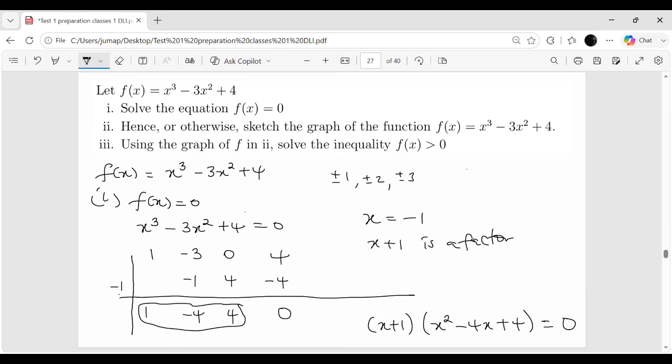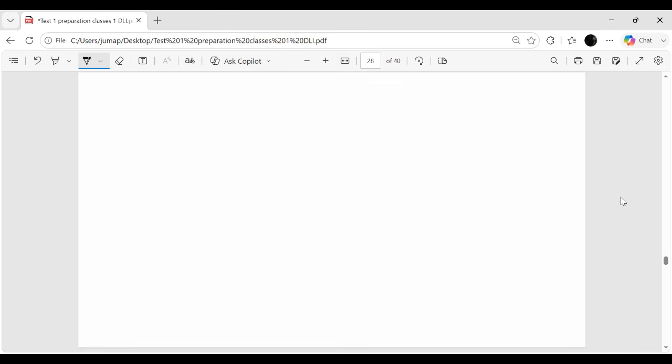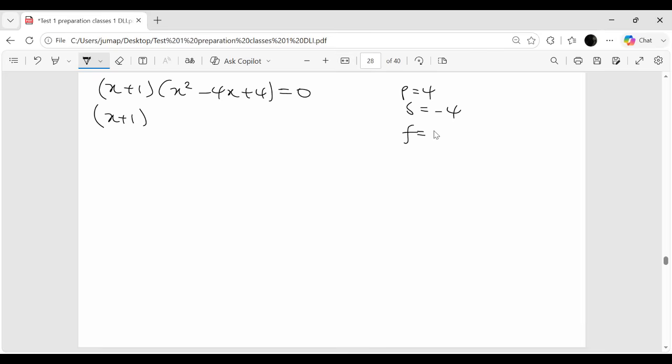Okay, so after that, you're going to have x plus 1, then x squared minus 4x plus 4 equals 0. This tells us that here you're supposed to factorize this. So it's going to be x plus 1. And then here, what's the product? The product is positive 4. The sum is negative 4. Then the factors, looking at the way it is here, are just negative 2 and negative 2.